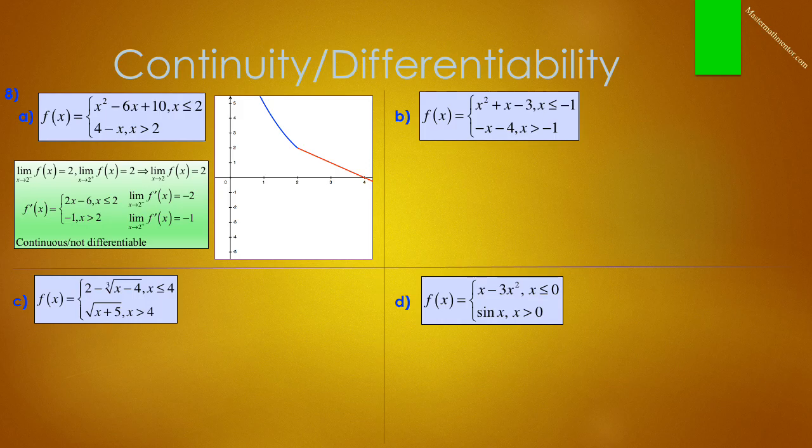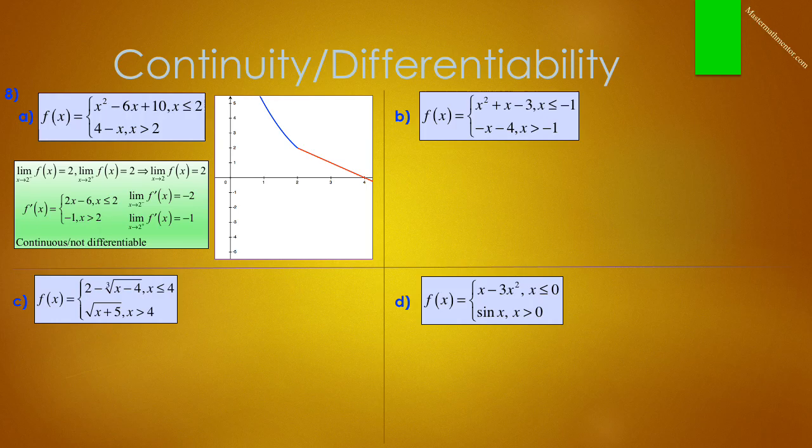A reads f of x equals x squared minus 6x plus 10 if x is less than or equal to 2, and 4 minus x if x is greater than 2. First thing we check is continuity, and we look at the limit of f of x as x approaches 2 from the left and 2 from the right, and they are both 2, so this is a continuous function. We now check differentiability by taking the derivative of both sides. And we get 2x minus 6 if x is less than or equal to 2, negative 1 if x is greater than 2. And now we look at the limit of f prime of x as x approaches 2 from the left and 2 from the right.